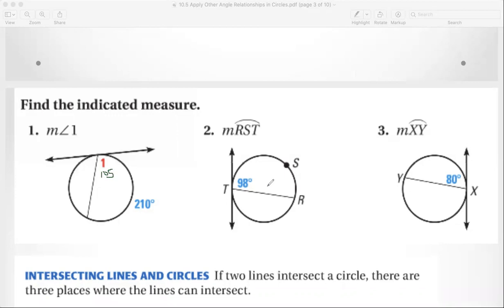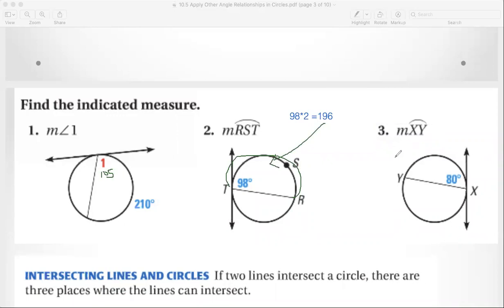All right, number 2, find the measure of arc RST. They want this arc in this direction. So that would be 98 times 2. I'm grabbing my calculator. I despise mental math, and I don't want to miss it. That would give me 196. So that major arc is 196.